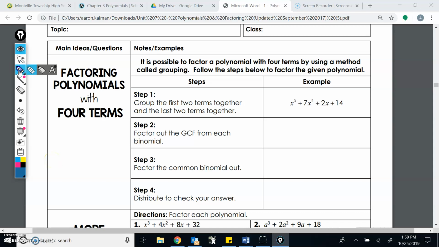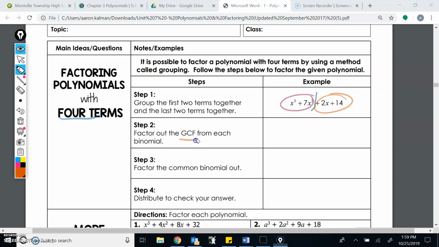Guys, today's video is on factoring by grouping. When you have four terms, like a polynomial, there's a couple of steps you're going to use when you factor by grouping. You take your four terms and you draw a line down the middle, and you're going to split this up into two binomials. We have a binomial here, and we have a binomial here.